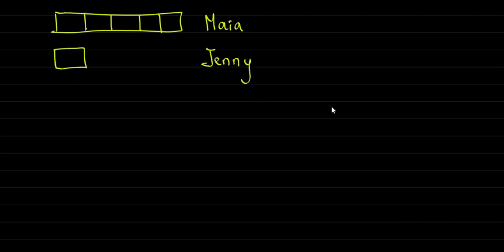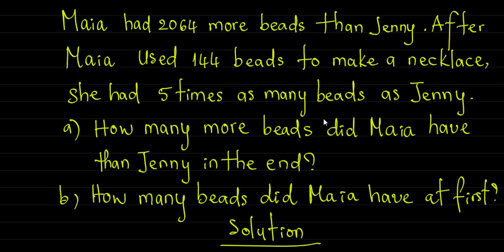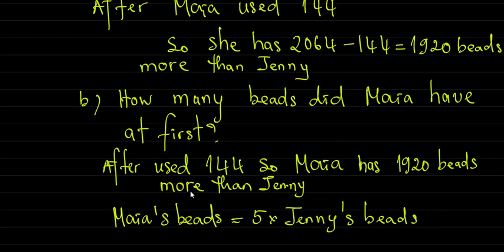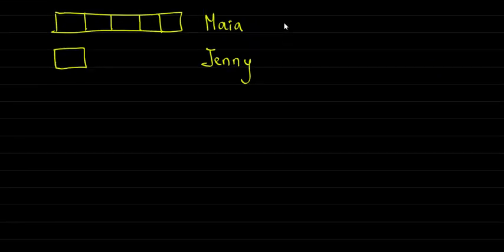Maybe you still do not understand this. So they say that Mia's beads equal 5 times Jenny's beads. So if Mia had 5, that means Jenny has 1. If you divide Mia's beads into 5 units or 5 pieces, Jenny has only 1 piece of the 5. That's why I separate Mia into 5 units and Jenny has only 1.